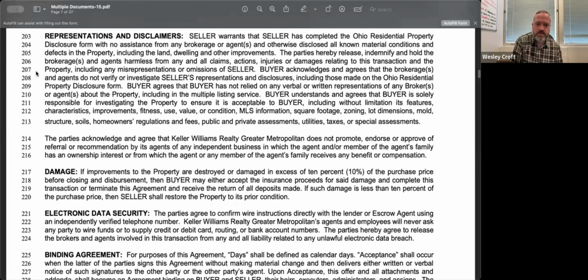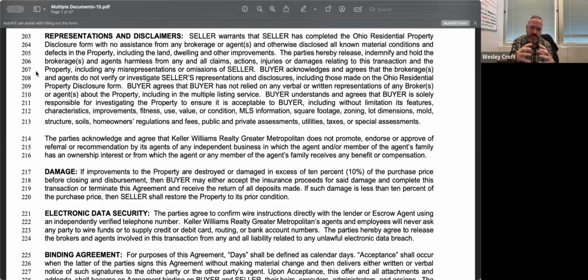Representations and disclaimers, lines 203 to 216. Essentially, this states that it is the buyer's responsibility to do the due diligence to make sure that the property they're buying is the same square footage as what it was advertised as, the same zoning, lot dimensions, anything and everything about the house that they deem to be true.